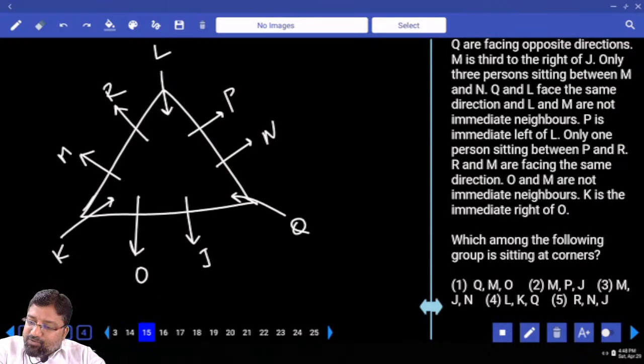Which of the following group is sitting at the corners? Who are sitting at the corners? Fourth option, K, L, Q.